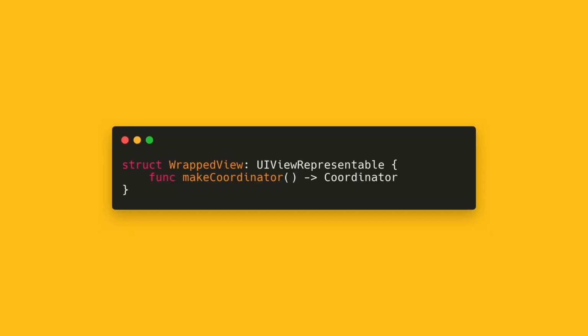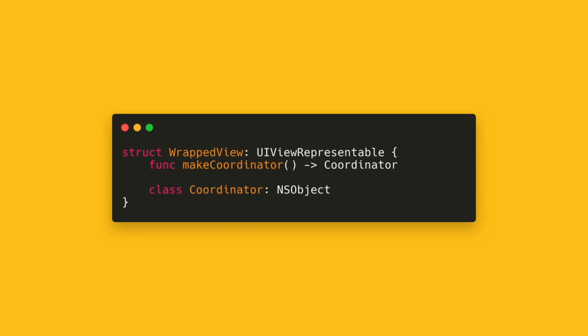So we would add a coordinator in a function that is called makeCoordinator. What this does is that it creates our own coordinator that we want to handle this target action. And the returned coordinator is an NSObject that we're creating within our UIViewRepresentable struct. A coordinator can also be used in a UIViewControllerRepresentable.